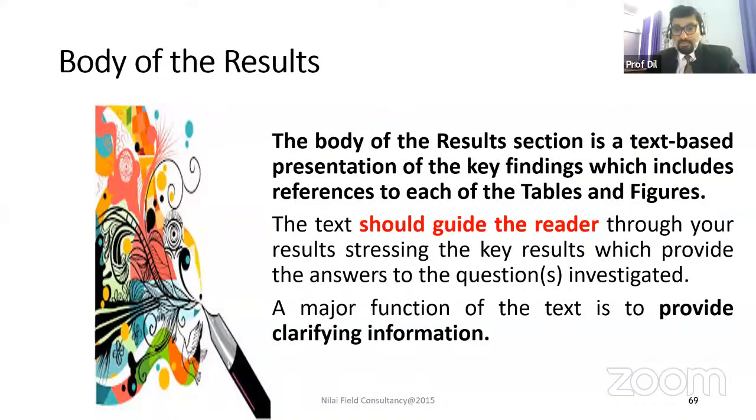The body of the results section is text-based. You can incorporate the tables and figures, but the text should guide the reader also. Always start with the model summary, then the variations, then the beta, the pattern analysis, the t-test, and the final strength of the relationship. All these things you should make into a clear flow.